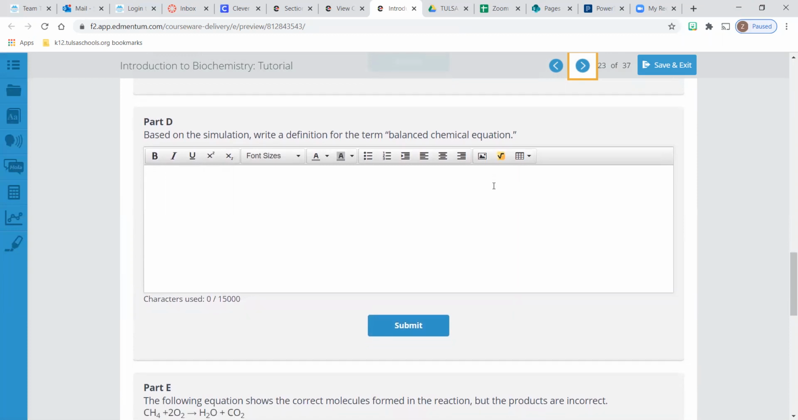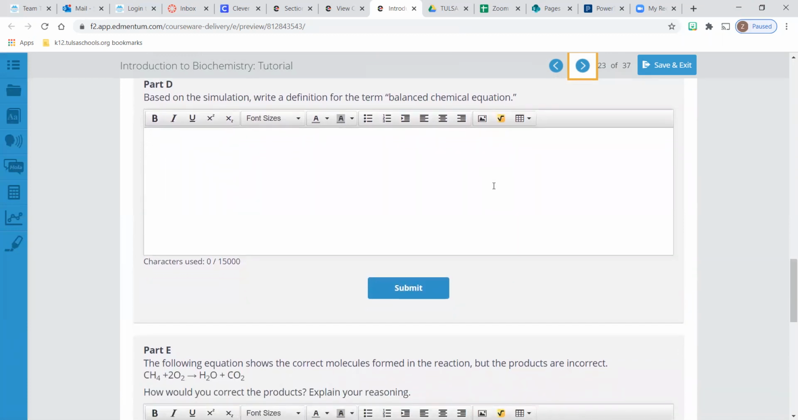Based on the simulation, write a definition for the term balanced chemical equation. So why balanced? How do you balance an equation? Like, why do you even want a balanced equation?